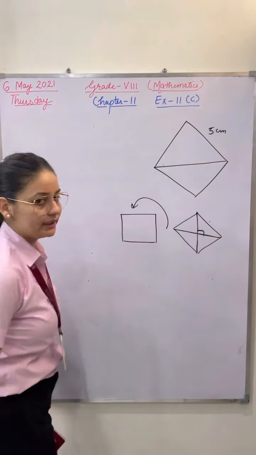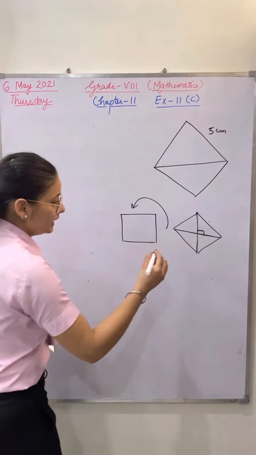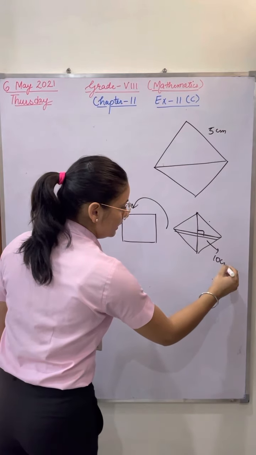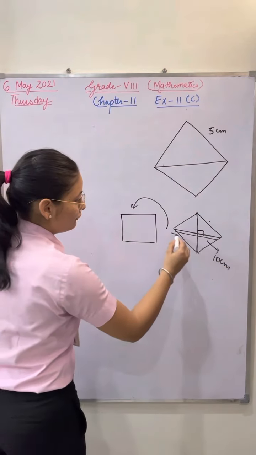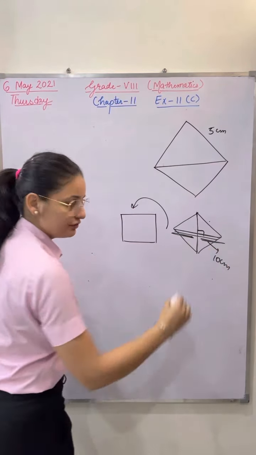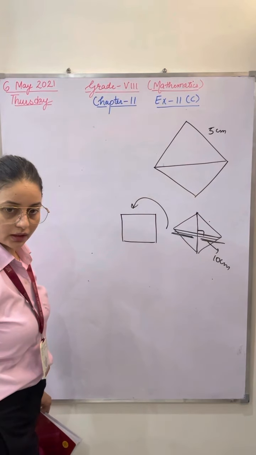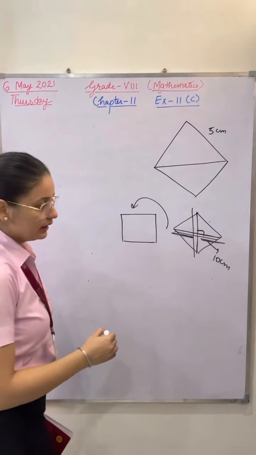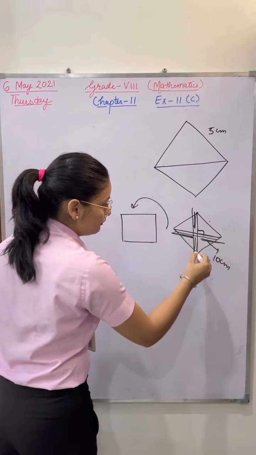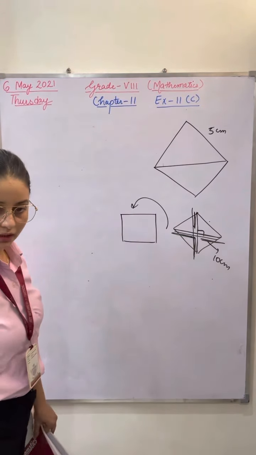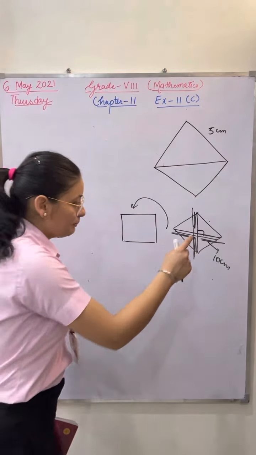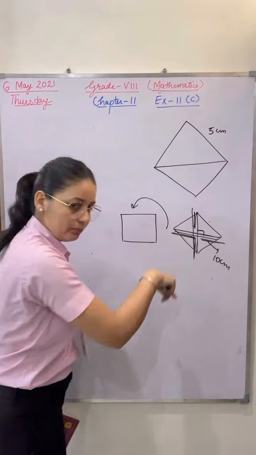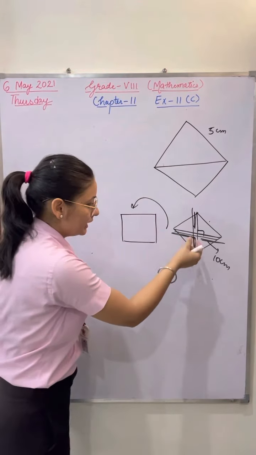The diagonals bisect each other at 90 degrees. It means if this complete diagonal is given to you, suppose 10 centimeter, then this half will be 5, this half will be 5. If this complete diagonal is given to you 12 centimeter, then this half will be 6, this half will be 6, because they bisect each other at 90 degrees equally.